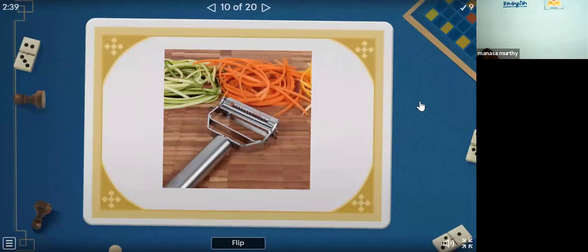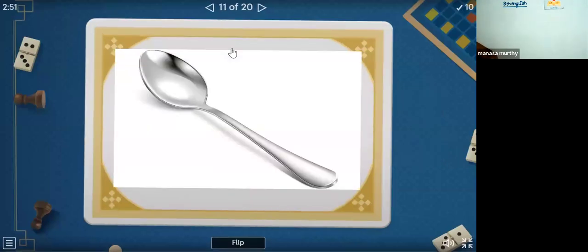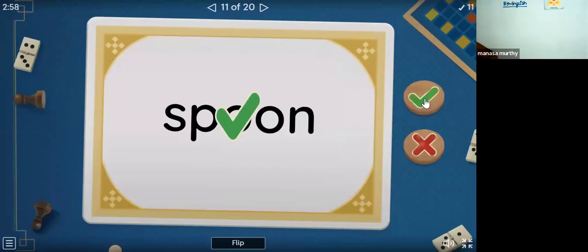To peel the carrot or cucumber, we use this. What is this called? We call it a peeler. Right. A simple one, spoon. Fork. Fork spelling is F-O-R-K. Spoon, S-P-O-O-N.